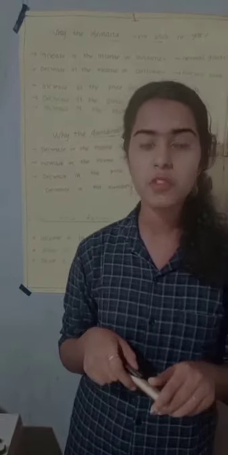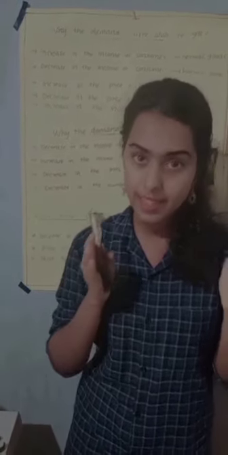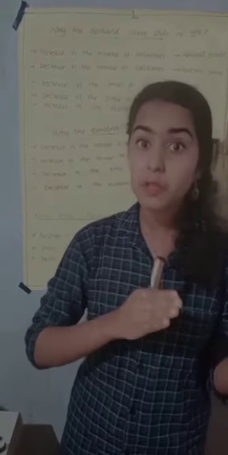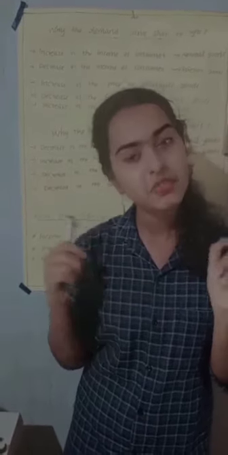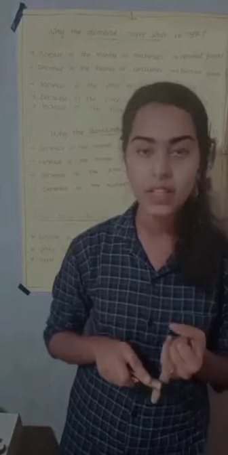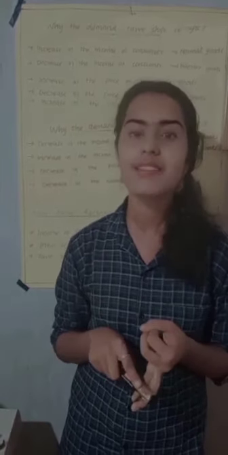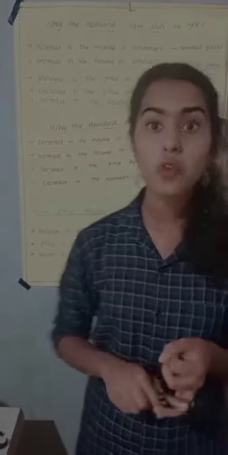Increase in the price of substitute good. What is a substitute good? A substitute good is the good which can be used as a substitute to satisfy a want. For example, tea and coffee, wheat and rice, these are substitutes. Okay. Next is the decrease in the price of complementary good.